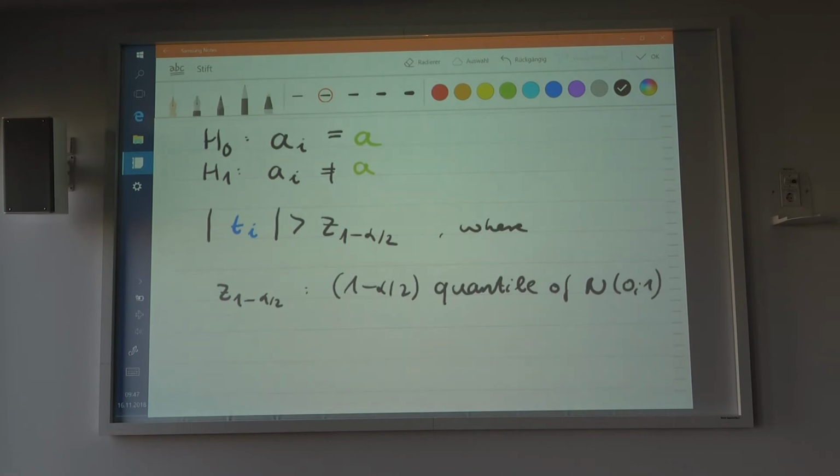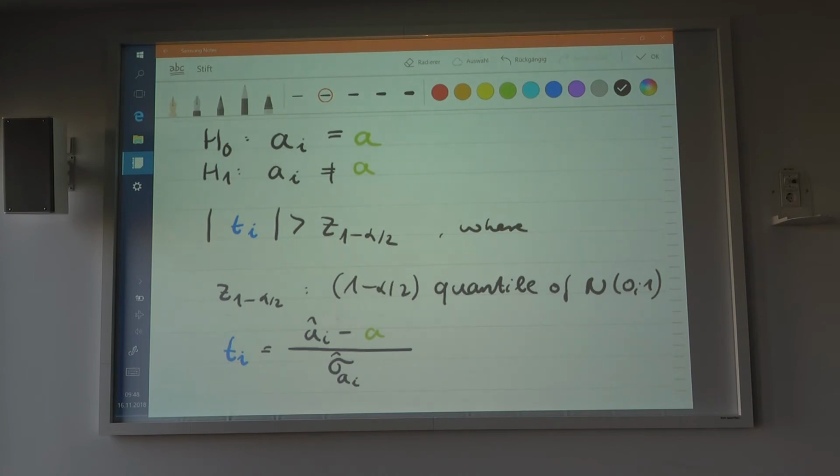This is the 1 minus alpha half quantile of the standard normal distribution. What does it mean? Basically, if you put that value into the distribution function of the standard normal distribution, you get 1 minus alpha half as a result. And Ti is of course the test statistic based on that hypothesis. So here you have the estimator minus the value that you use for testing, divided by the standard error of the coefficient, a_i.